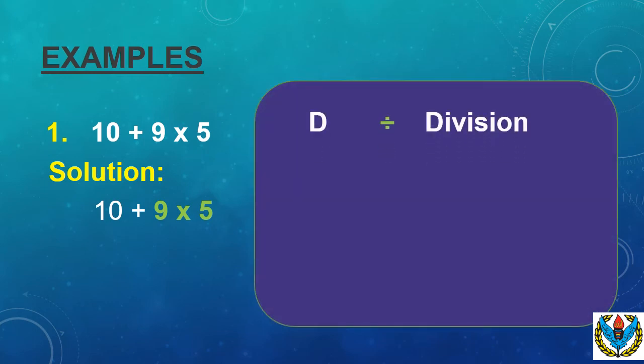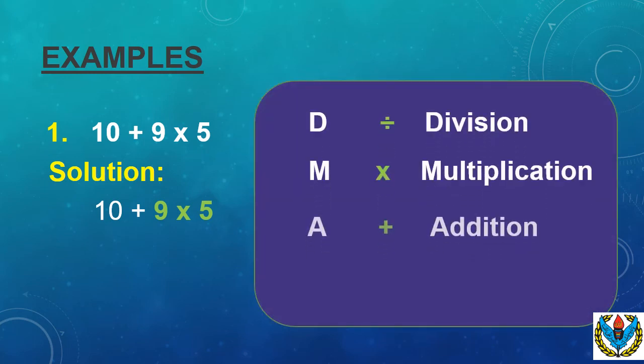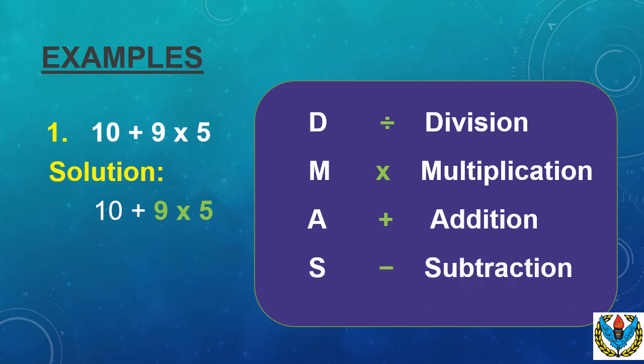What is the DMAS rule? D for division, M for multiplication, A for addition and S for subtraction. Here we have which two operations?